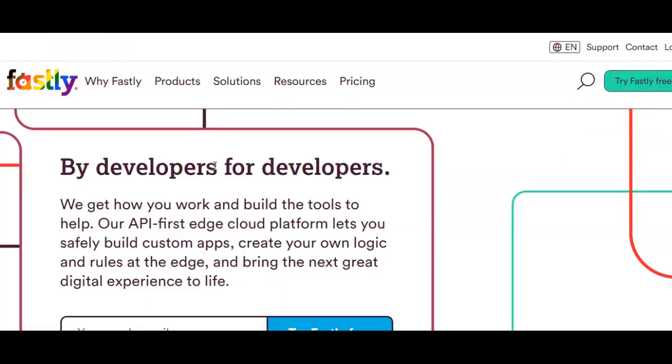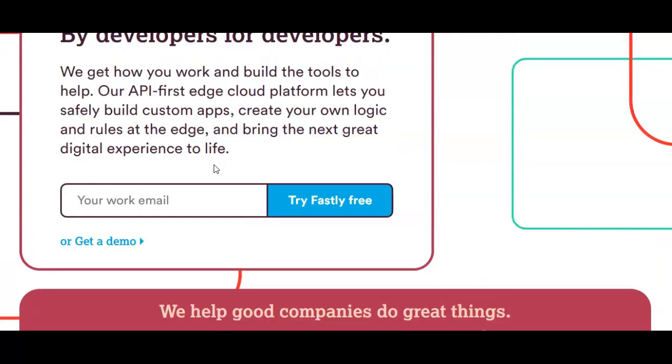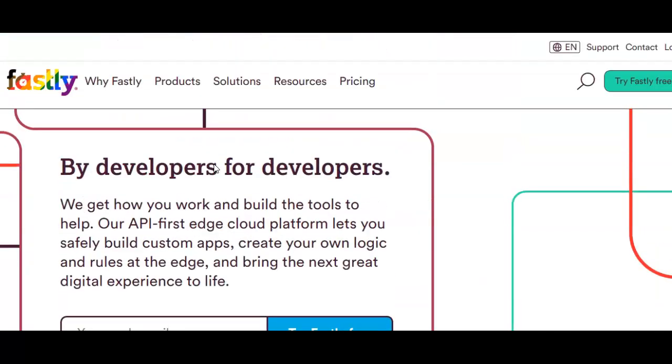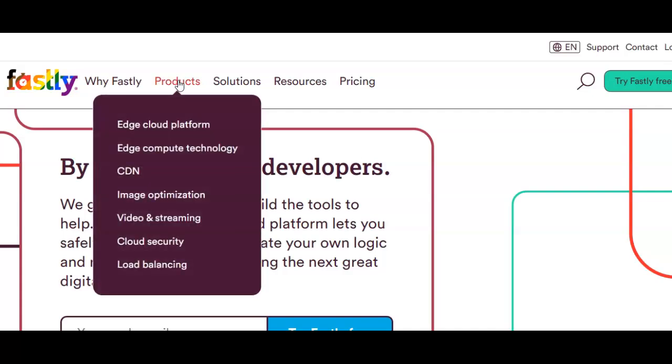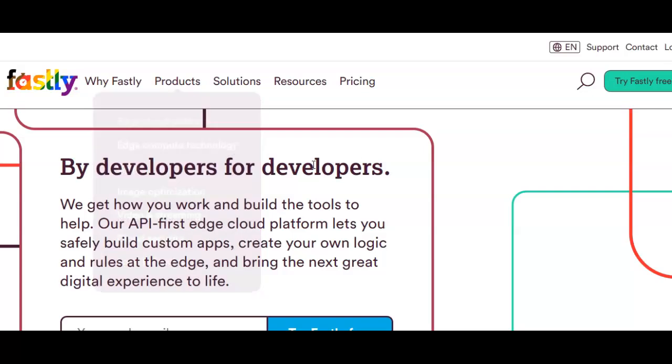As you can see here, I'm on Fastly's website, fastly.com. To make a long story short, this is a company that helps speed up websites. If you know anything about web development, you're probably familiar with things like CDNs, image optimization, video speed performance, cloud security, load balancing. These are basically all technical terms that allow websites, apps, and platforms to deliver content much faster.